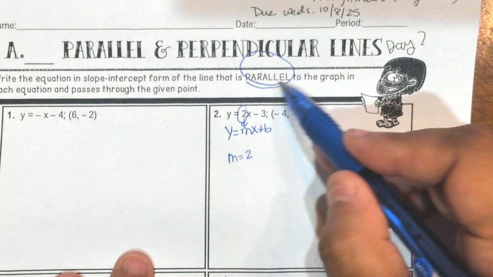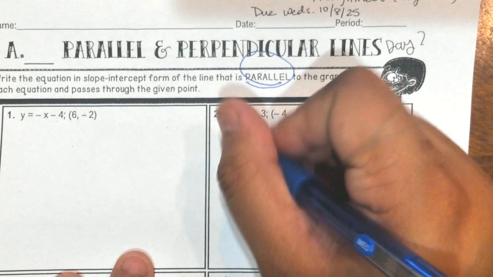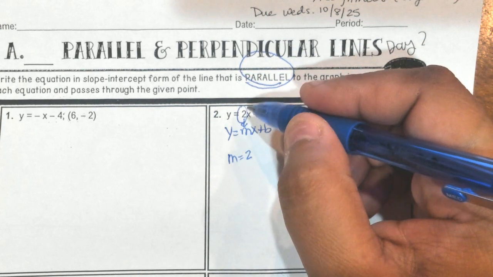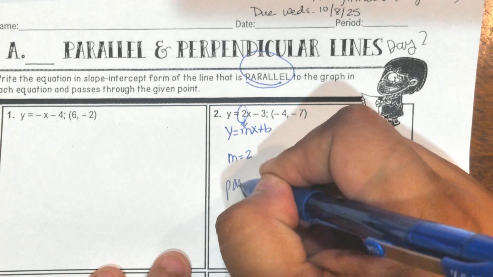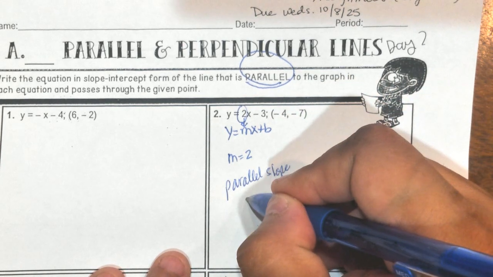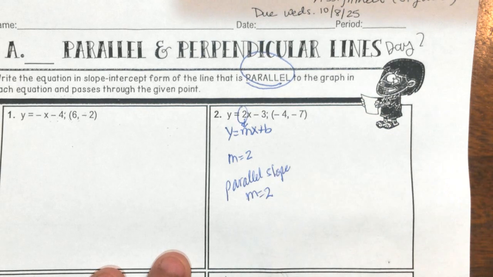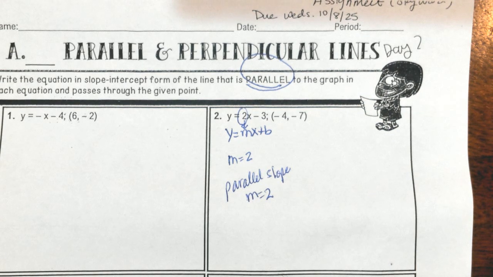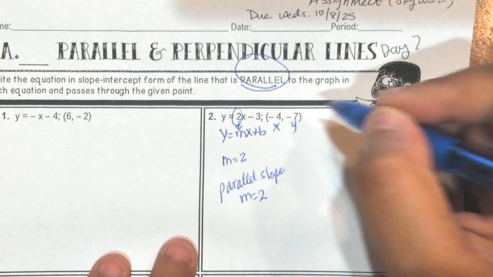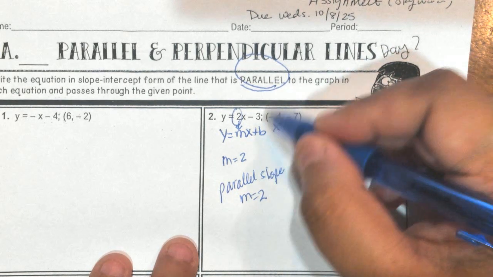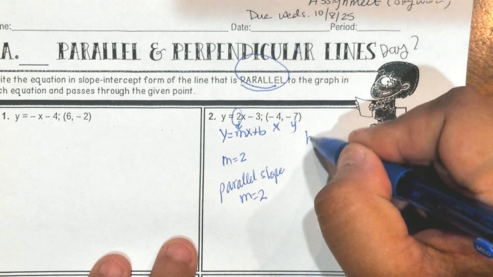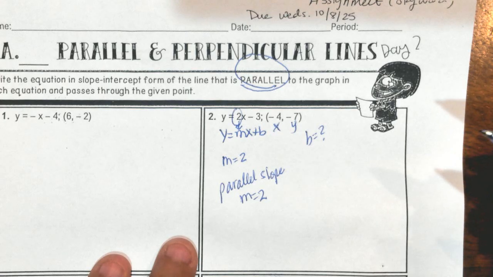Now, I want parallel slope, because I don't care about this line. This is not my line. I just care that my line is parallel to it. So my parallel slope is the same slope, so my slope is also 2. Now this is an x and this is a y, because that's not my y-intercept that's on my line. It's just a random point. So x and y. How do you find b? What's my b? That's the only thing I'm missing here.